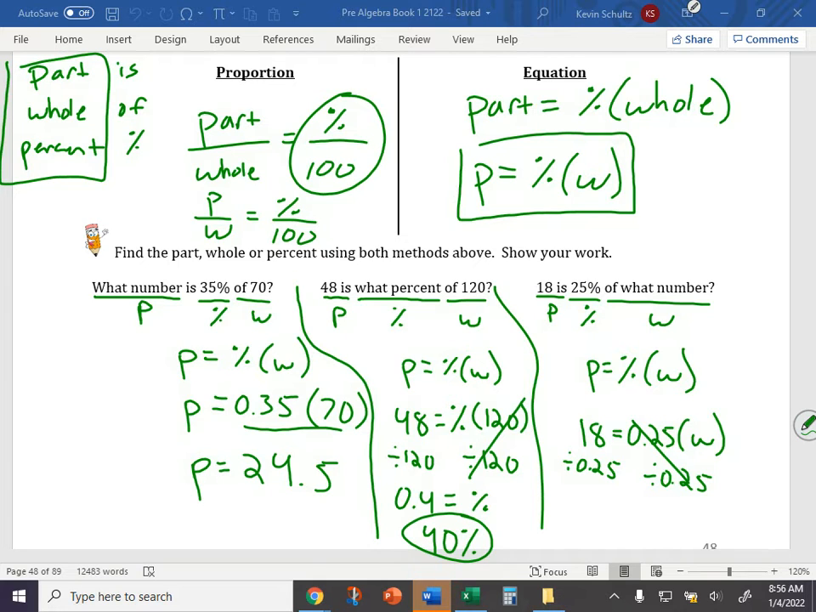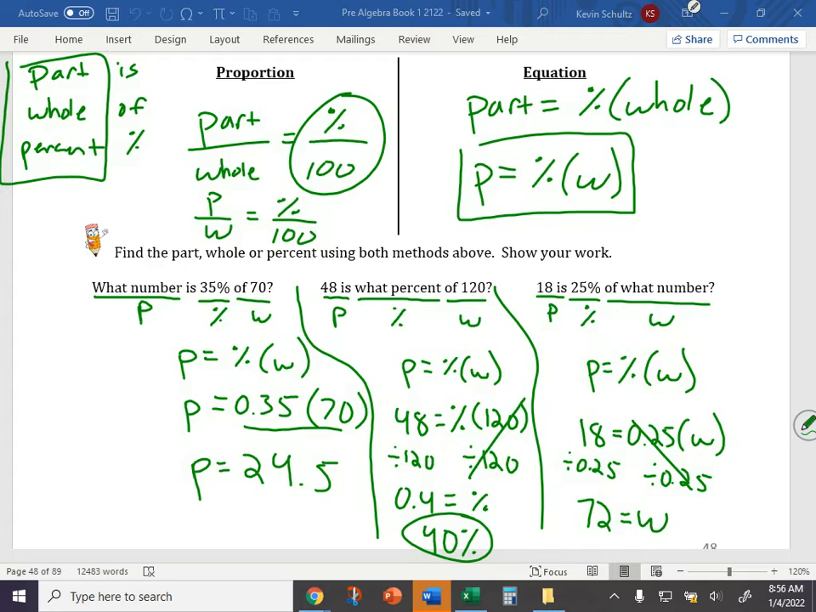What Kate said is right. But using the equation method, this is our operations method to solve this. 18 divided by 0.25 equals 72, which equals W. Okay? Doesn't matter which way we use on the test.